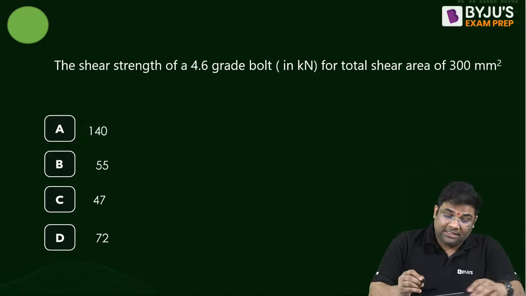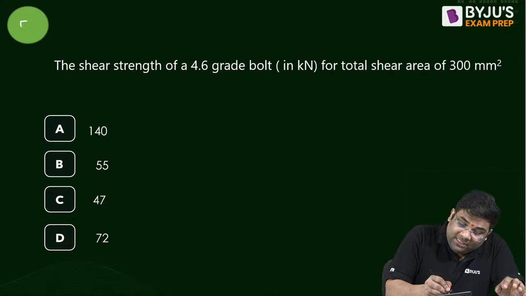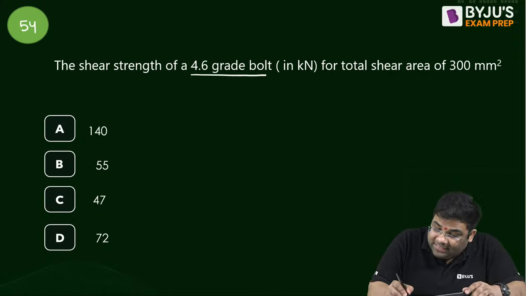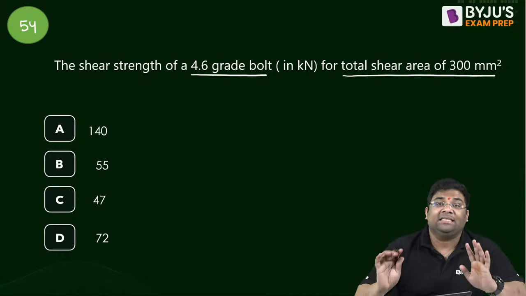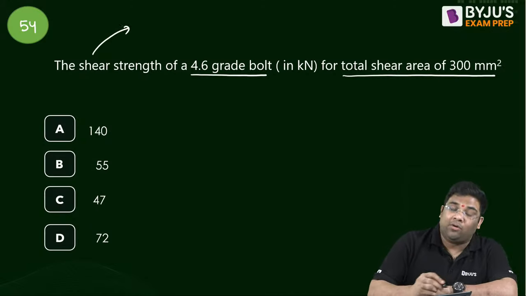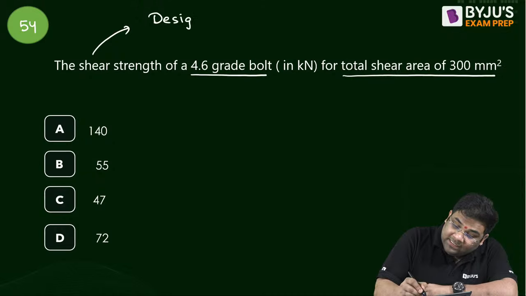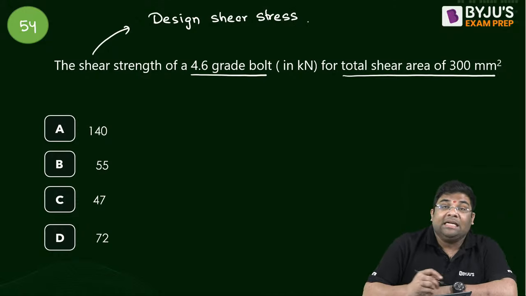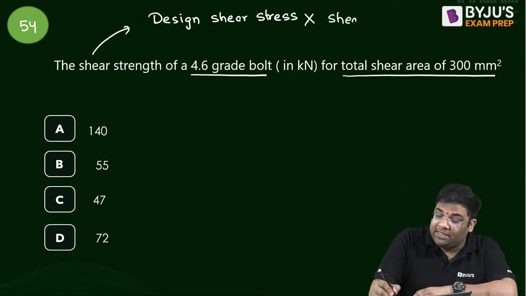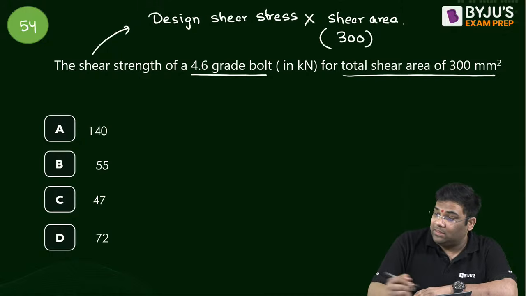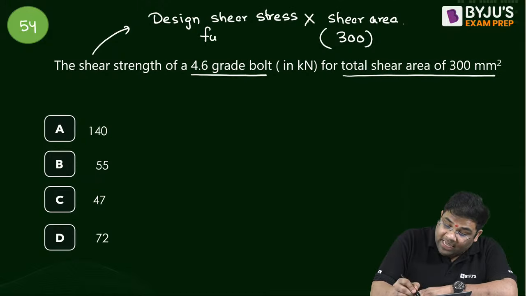Okay, next question. Shear strength, 54. Shear strength of a 4.6 grade bolt if the total shear area is this. Now shear strength can be found out how? It can be found out from the design shear stress. I have discussed this in the steel structures when I was teaching shear structures. Design shear stress into shear area. Now the shear area is given how much? 300. And the design shear stress is given how much? That is actually FUB by root 3 gamma MB. Remember this. They can ask this question.